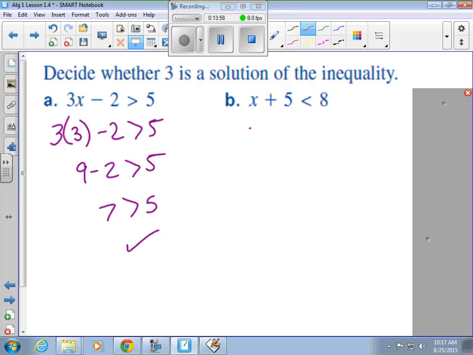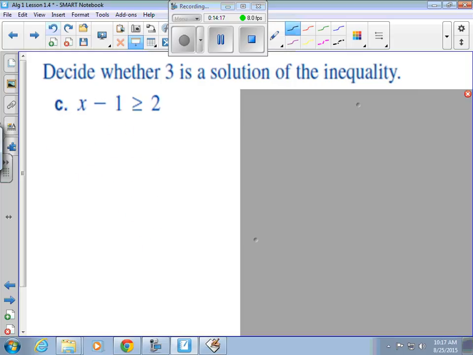When we plug it in, we get 3 plus 5 is less than 8. 3 plus 5 is 8. Now we got something that says 8 is less than 8. A minute ago, we had 11 was less than 11, but it didn't just say less than. It said less than or equal to. This one doesn't say that. And since it doesn't, this one's not a solution. We have to say or equal to. Same direction. See if 3 is a solution.